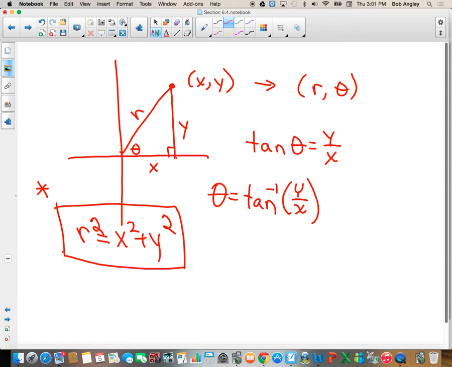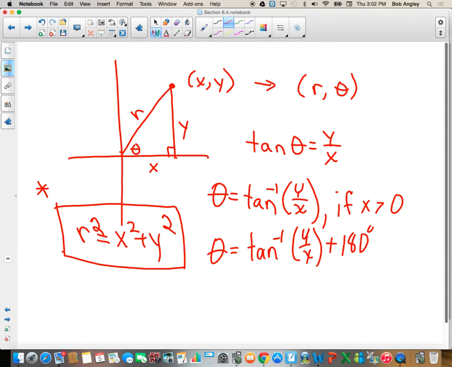Okay, now to the right of that, I want you to put a comma, and I'm going to write if x is greater than 0. And I'll explain why in just a minute. But just write it, all right? And then I want you to write theta equals tangent inverse of y over x plus 180 degrees, comma, if x is less than 0.